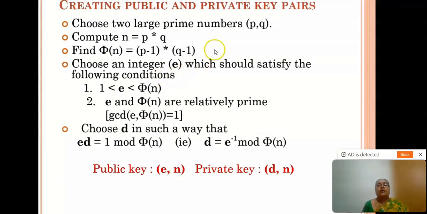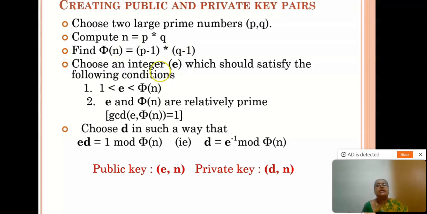Now, according to the RSA algorithm, how are they going to generate this pair of keys, E and D, the key used for encryption and decryption? First, we have to choose two large prime numbers, let the numbers be P and Q. From that, we calculate a public value N, which is equal to P into Q, the product of the two prime numbers. And then you have to compute a value called phi of N, which is equal to P minus 1 into Q minus 1.